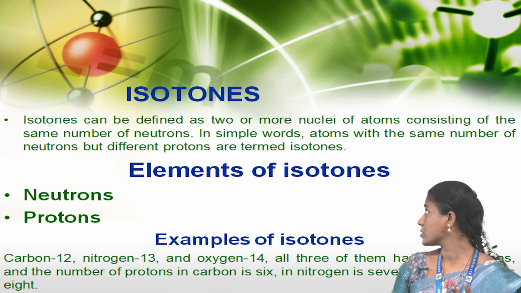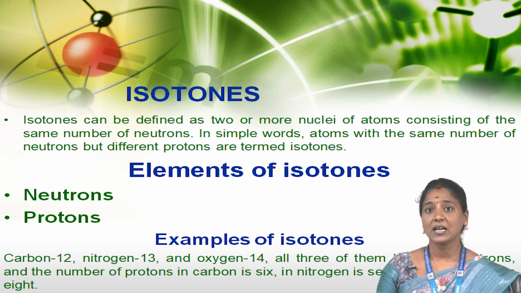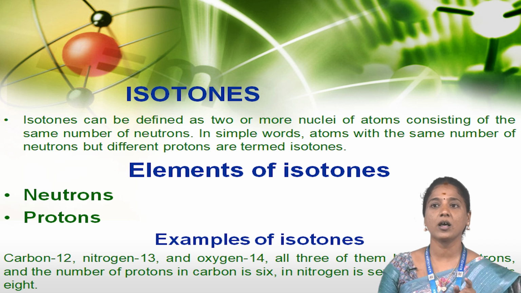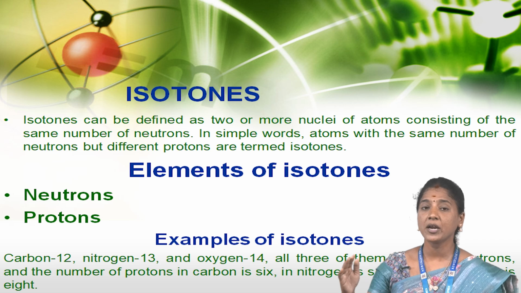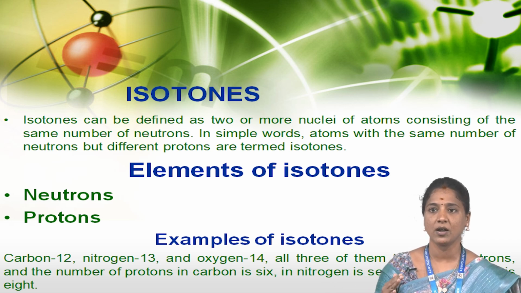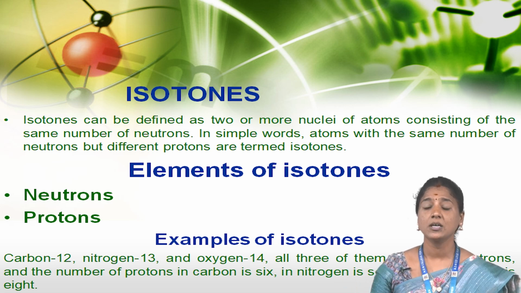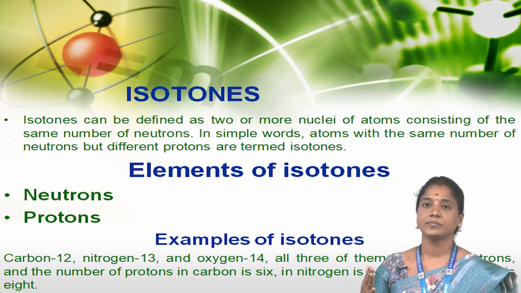And the next one, isotones. Isotones can be defined as two or more nuclei of atoms consisting of the same number of neutrons. In simple words, atoms with the same number of neutrons but a different number of protons are termed isotones. Therefore, we see two conditions for atoms or nuclei to be termed isotones. Number one, the atoms or nuclei should have the same number of neutrons. Number two, they should have a different number of protons. These isotones may have different atomic numbers and different atomic masses.